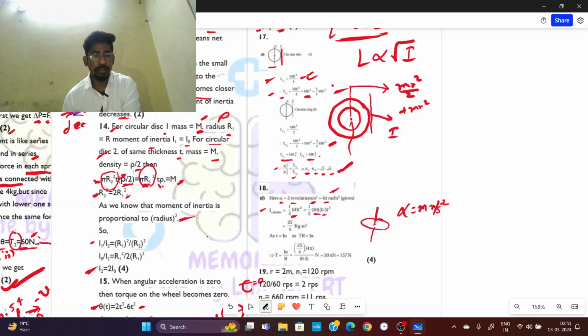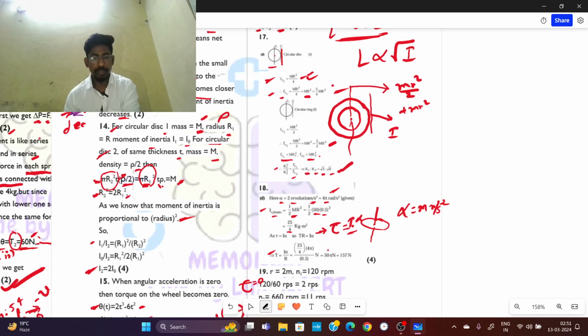Now we know the torque formula, which I already told you, is I into alpha. We already got I as 25 by 4, and alpha equals 4 pi. If we calculate all of this, we will get the tension.